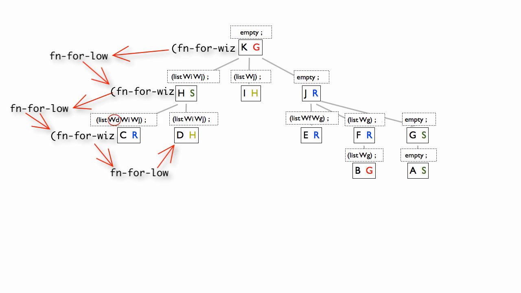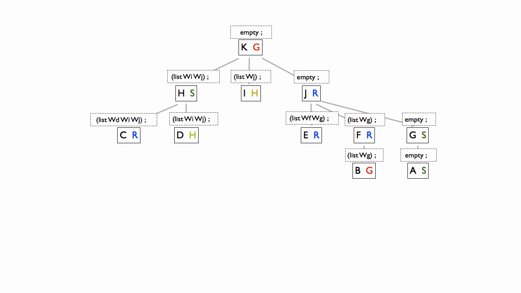So what we can overlay over top of this arbitrary arity tree is in some sense the call structure. And if we kind of ignore the intermediate calls to fun for LOW, the call structure is like this. The call on K calls a call on H, which calls a call on C, which calls a call on D, which calls a call on I, J, E, F, B, G, A.